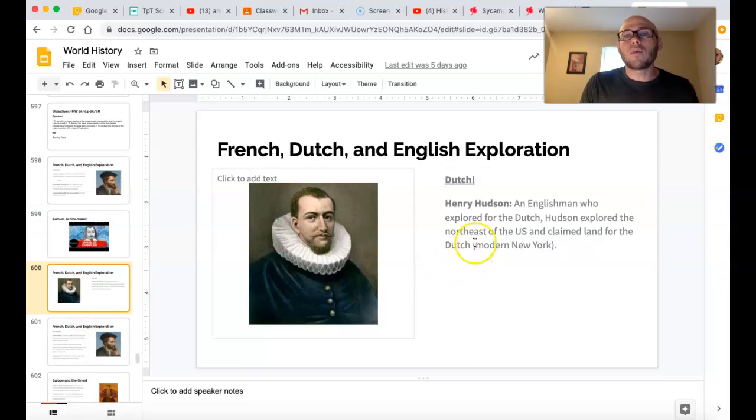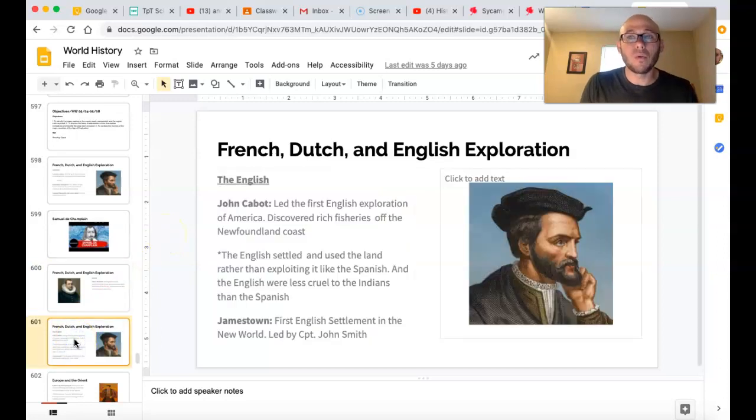As for the Dutch, you have one really important figure that sticks out in our textbook, Henry Hudson, and he was actually an Englishman who worked for the Dutch. So you might remember Christopher Columbus was an Italian who worked for the Spanish. In the same way, you have Henry Hudson, who was actually an Englishman who worked for the Dutch. And he explored the northeastern United States of today, and he even claimed some land for the Dutch, including modern New York, which of course would change pretty soon, who owned that land.